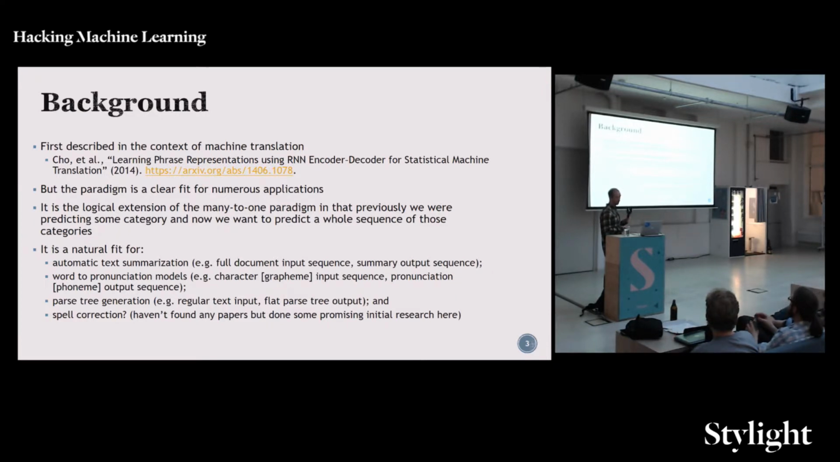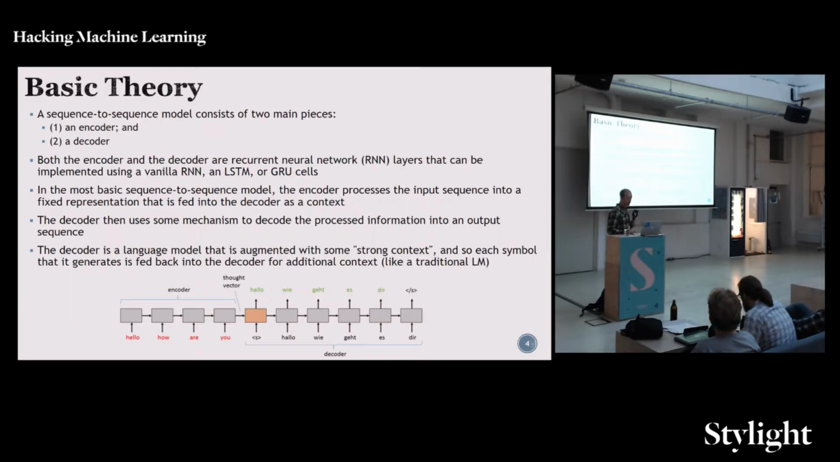Word-to-pronunciation models is the example we're going to go through today. Here, you basically have an input sequence of characters, and it will output phonemes. These are the smallest sounds in a language. The idea is to have an unambiguous representation of how you pronounce a word. And then there are a bunch of other ones. So now let's talk about the basic theory.